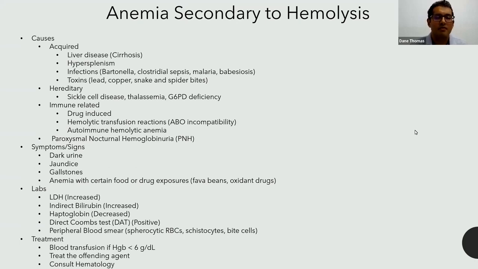Labs of these patients with hemolysis include an increased LDH, an increased indirect bilirubin, decreased haptoglobin, a positive direct Coombs test, and a peripheral blood smear with spherocytic red blood cells, schistocytes, and bite cells. Treatment of these patients includes a blood transfusion if their hemoglobin is less than 6, treating the offending agent, and of course, consulting hematology.